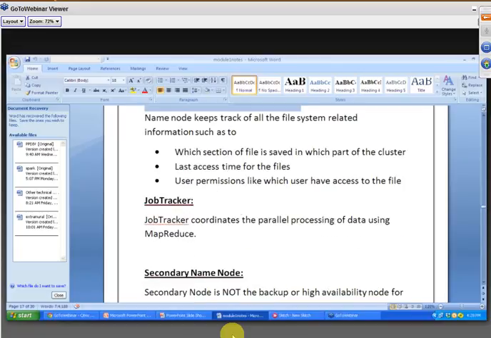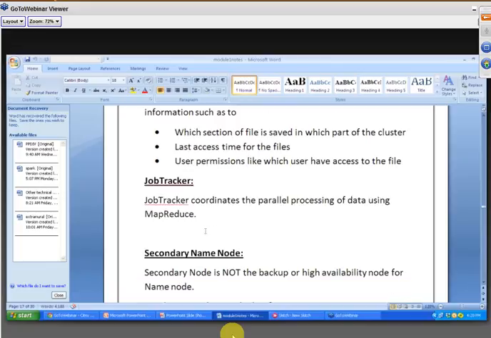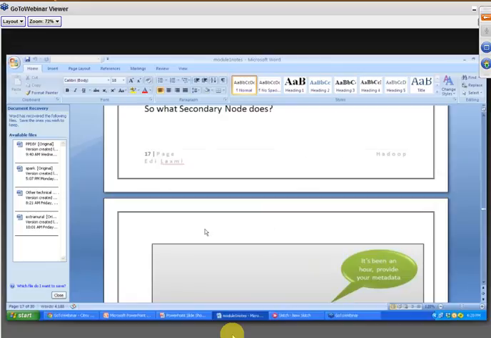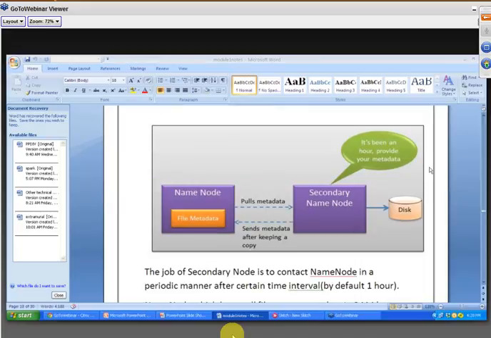What about job tracker? Job tracker coordinates the parallel processing of data using MapReduce, right? What about secondary name node? Secondary name node is nothing but here. See, I said that Hadoop works on the master slave architecture. So I have a master, I have slaves. I said that if this slave is not working, immediately there will be fault tolerance and this will start working. Similarly, we can assume that even the name node also may not work.